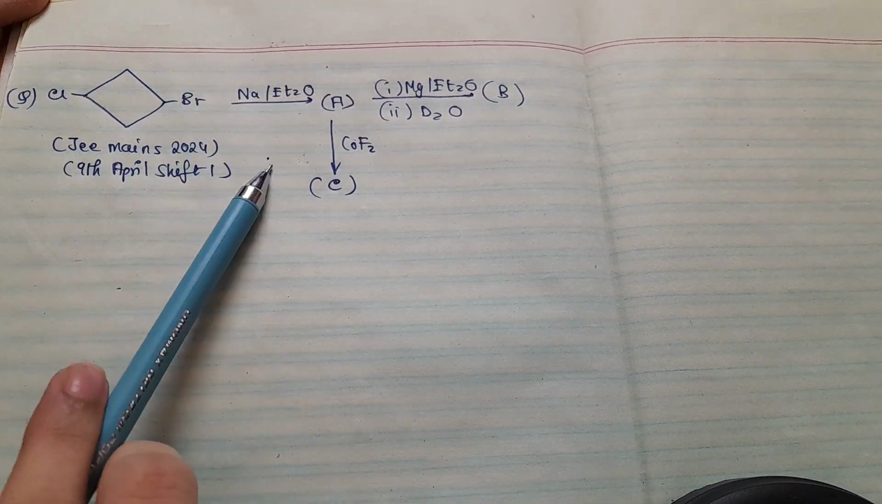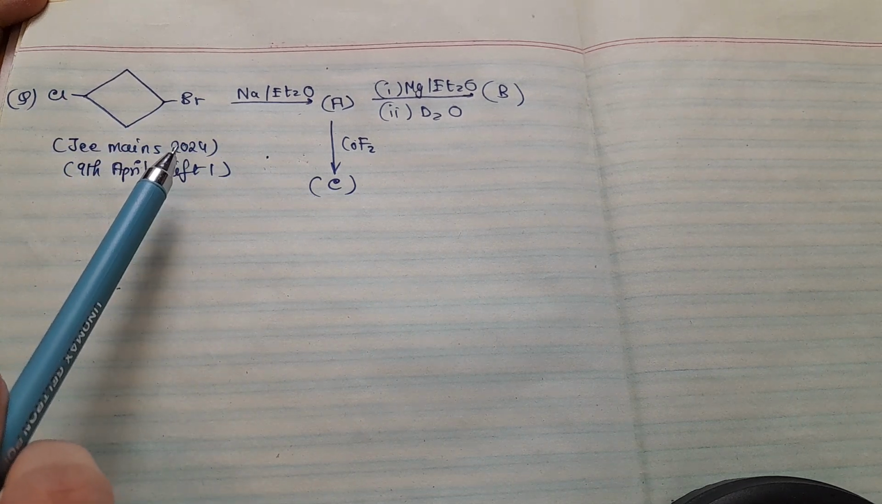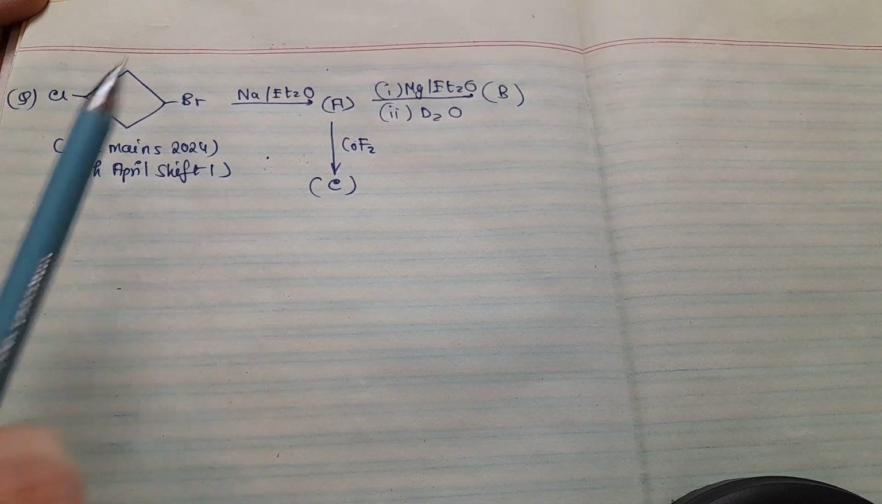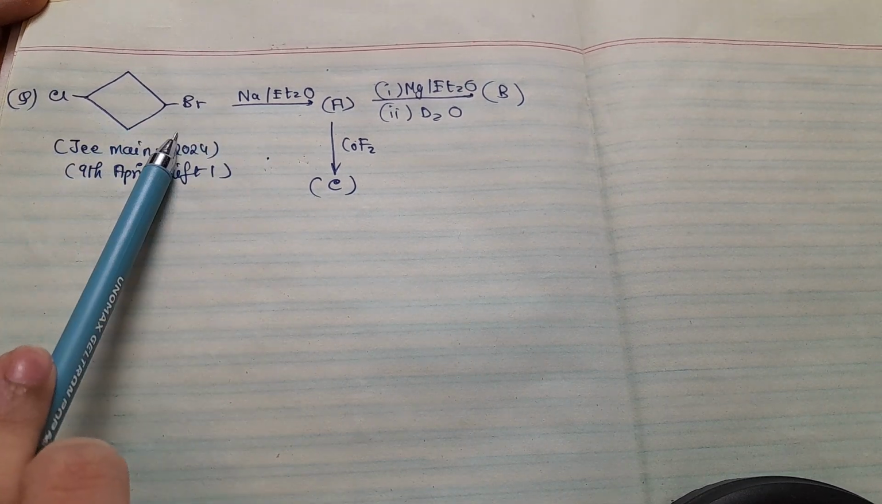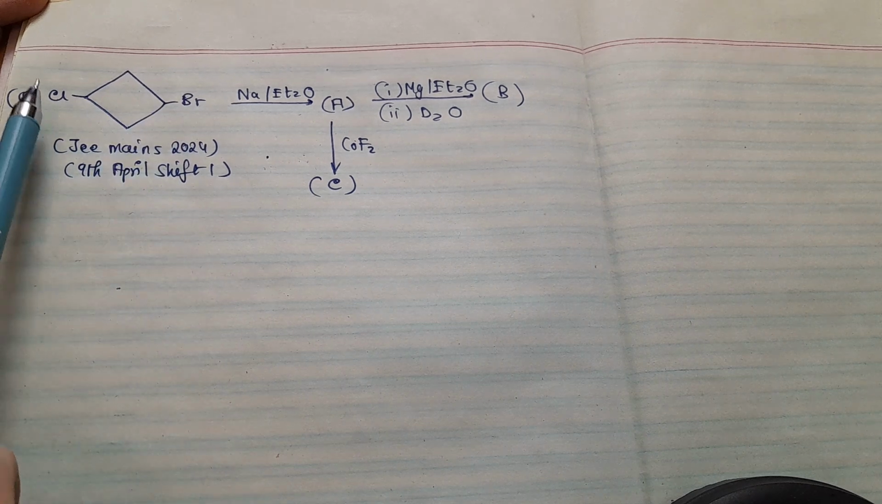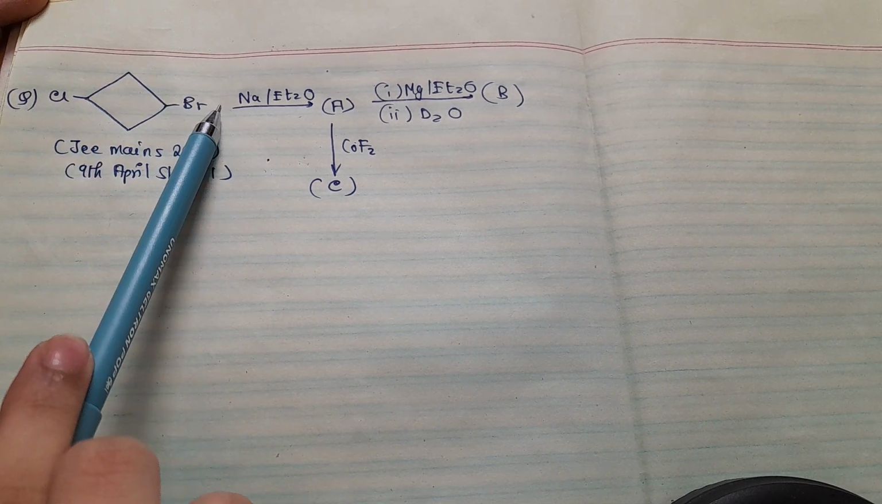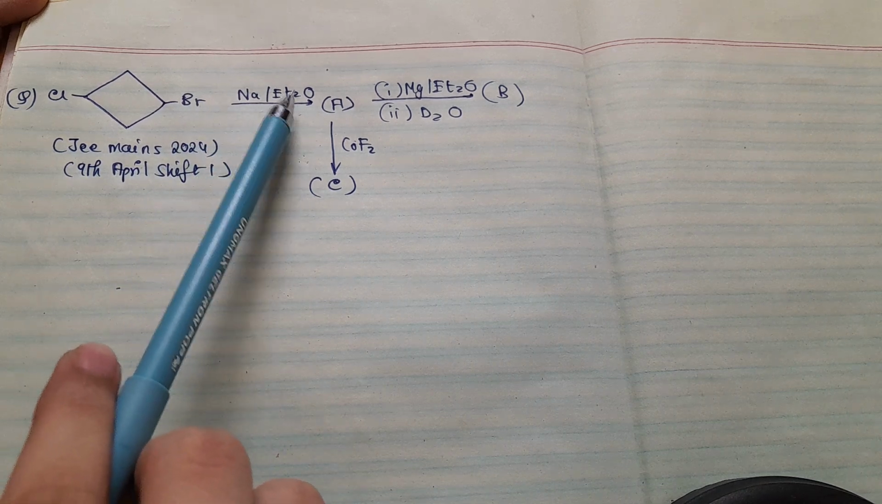This is a very tricky question. You need to have a thorough understanding of many important concepts to answer this. So let's get started with it. First we can see that they have given us a cyclobutane which has one chlorine and one bromine atom attached to it, and then we have the reagent Na, Et2O.